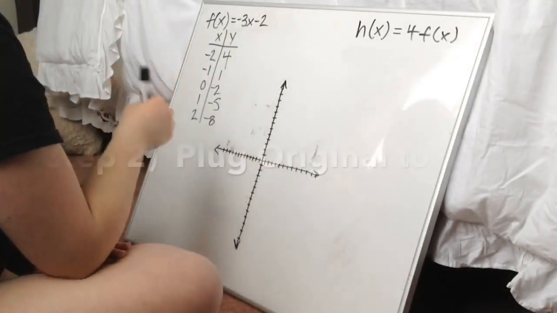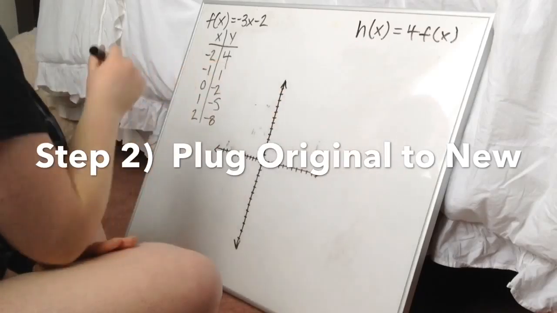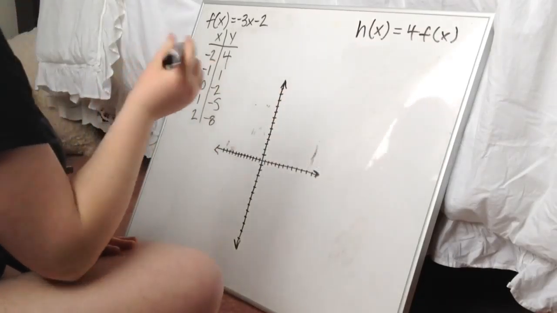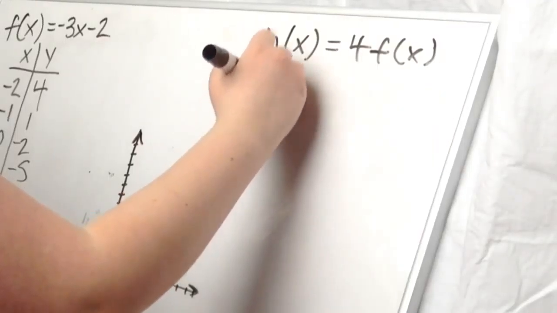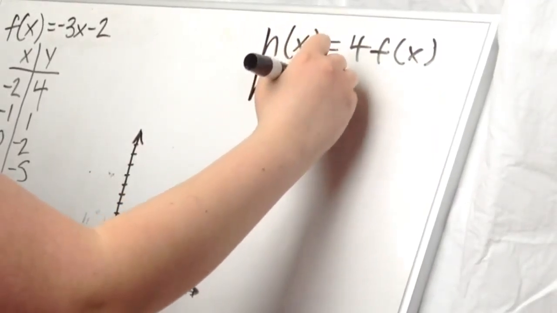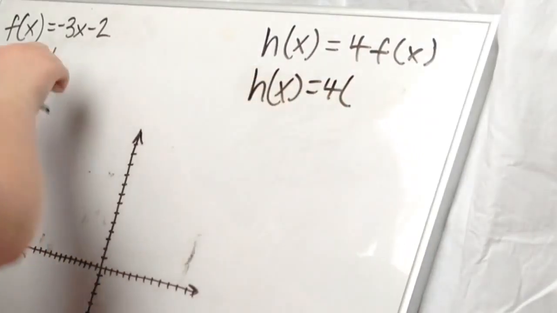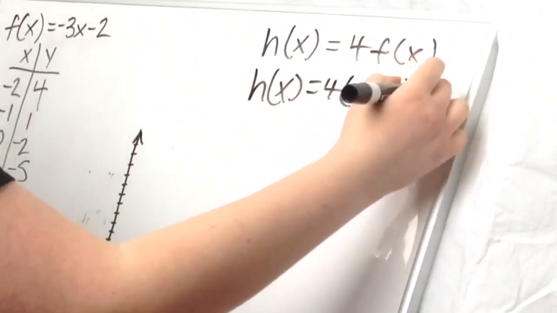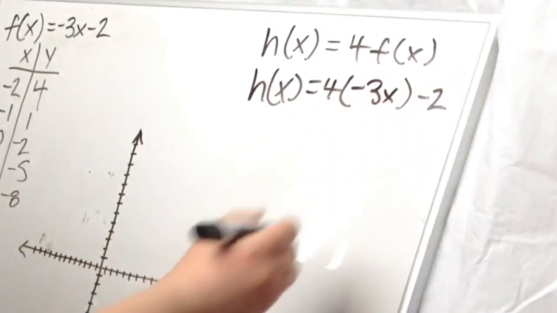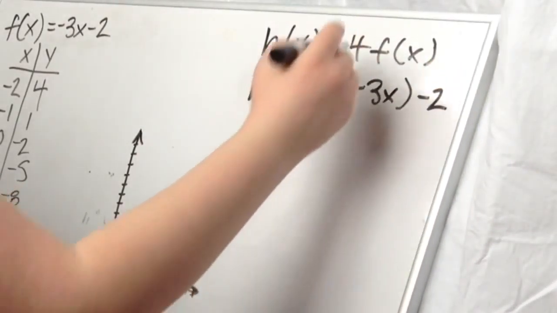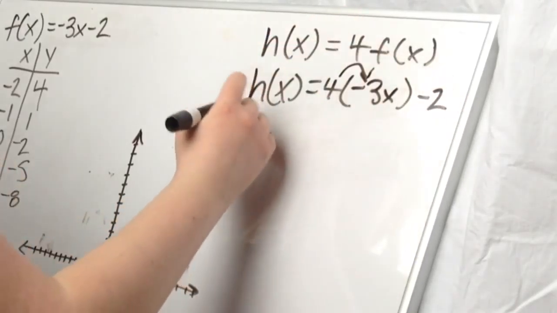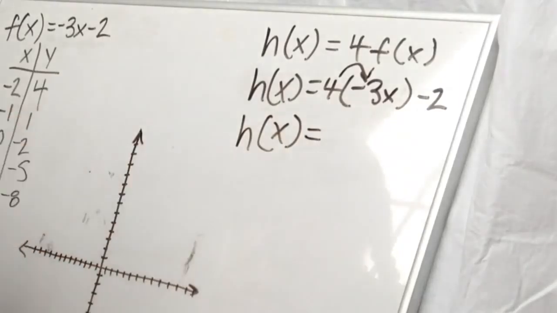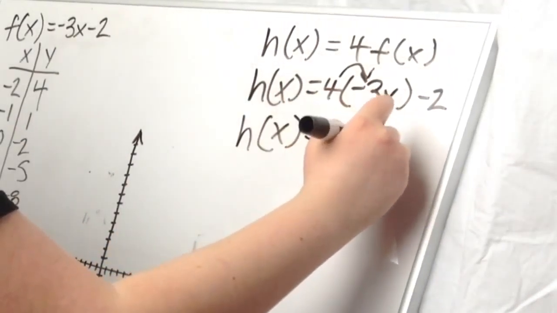Now I have to plug my original problem into my new problem, which is h of x equals 4 f times x. So I would write h of x equals 4, and then in parentheses I would put the number that is connected to x, which is negative 3x, close the parentheses, minus 2. So now I would just solve this. I would multiply the 4 by what's in the parentheses, so h of x equals negative 12x minus 2.